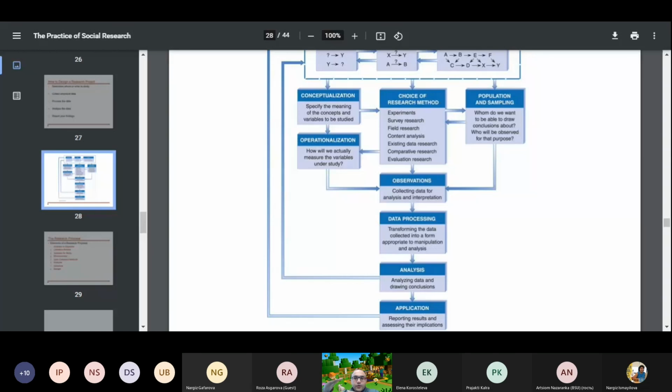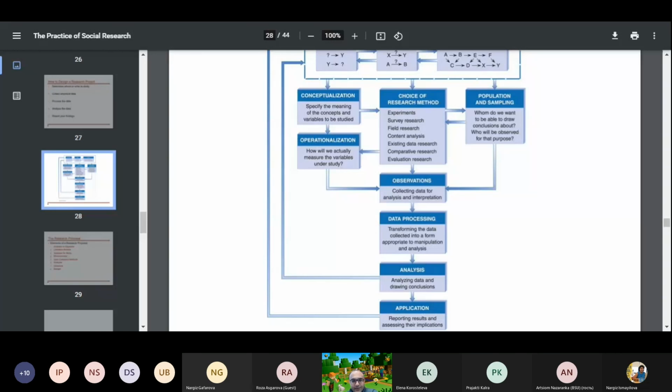Then moving toward the next stage would be observation. What is observation? It means the collection of the data. It means you already go and begin to implement this data collection. You begin to collect the data and compile this data in one place. That is another stage. The next stage would be data processing.